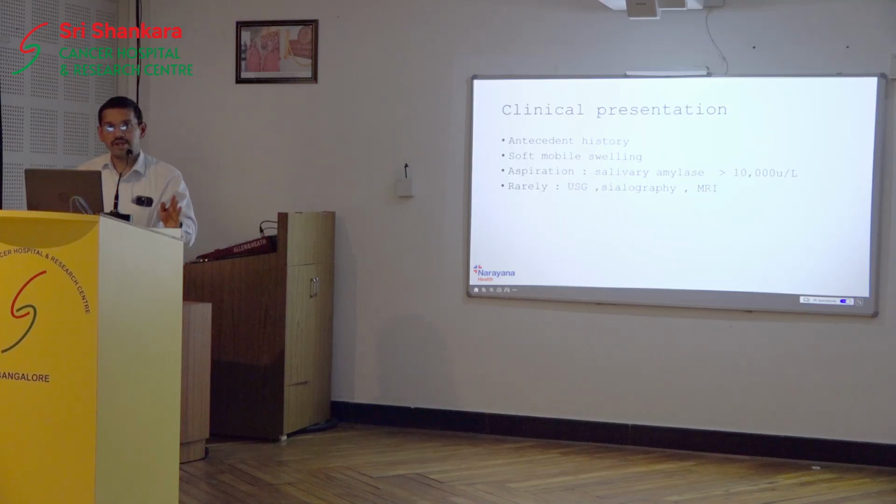The presentation is quite simple. You have a history of some form of injury. There would be a soft and mobile swelling. Rarely do you need to send it for salivary amylase, but textbooks would say that a concentration of more than 10,000 international units per liter would be confirmatory. For imaging, an ultrasound would be the basic one which would show it up. If you are concerned about a salivary fistula, probably a sialography and an MR would give you information about where exactly the tract is draining from.